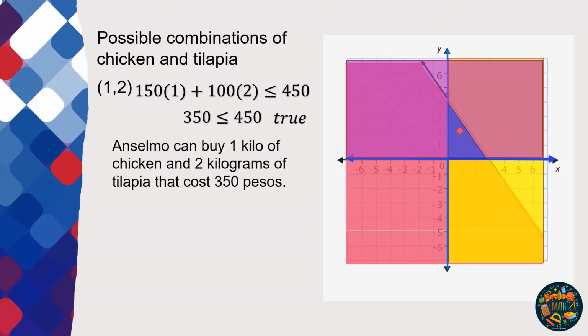So we can now say that Anselmo can buy 1 kilogram of chicken and 2 kilograms of tilapia that cost 350 pesos.